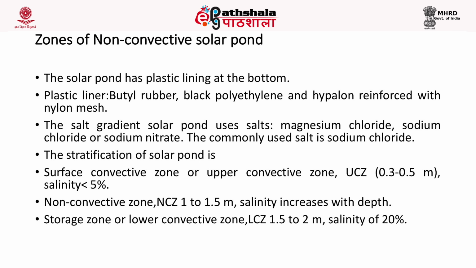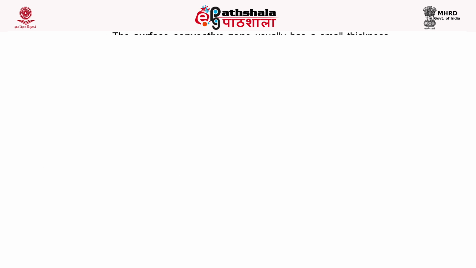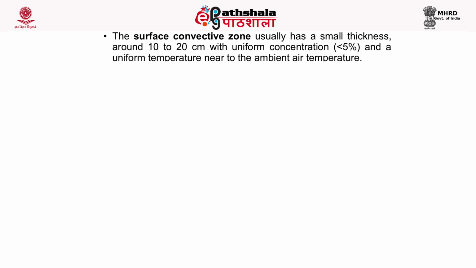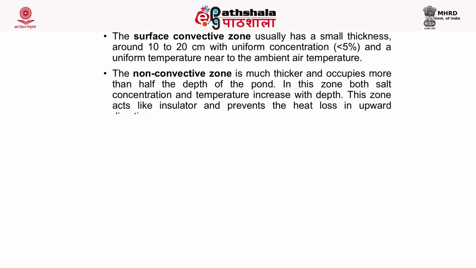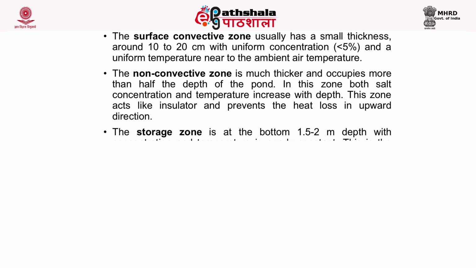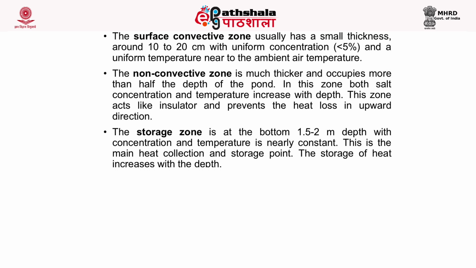The surface convective zone is of depth 0.3 to 0.5 meter and the salinity should be less than 5%. In the non-convective zone, the depth is from 1 to 1.5 meter and the salinity increases with depth. In the storage zone or the lower convective zone, the depth is 1.5 to 2 meter and the salinity is 20%. The surface convective zone has a small thickness with uniform concentration, that is 10 to 20 centimeter with uniform concentration, less than 5%, and a uniform temperature near the ambient air temperature.